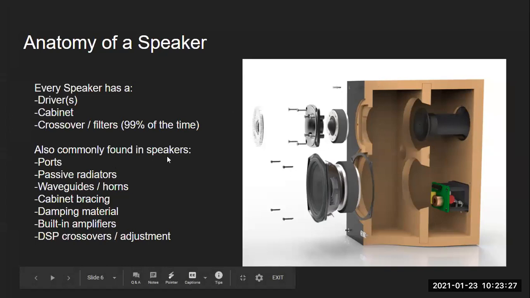And there's other things that are commonly found. Like I said, this port right here, ports are a pretty common design addition. And then there's also this other list as well. All of those can be used, but they're not quite as necessary. The main component is the drivers themselves, which are the speakers.